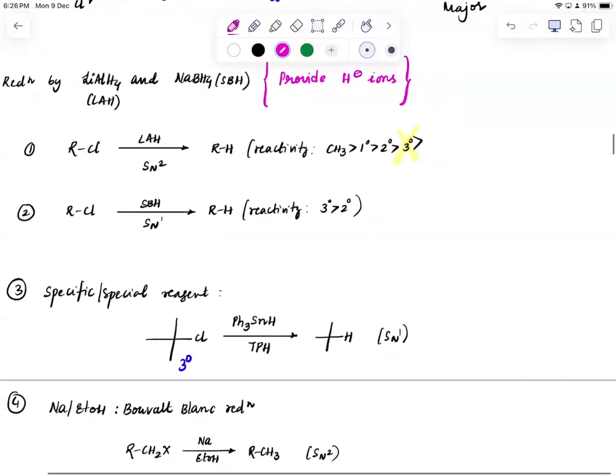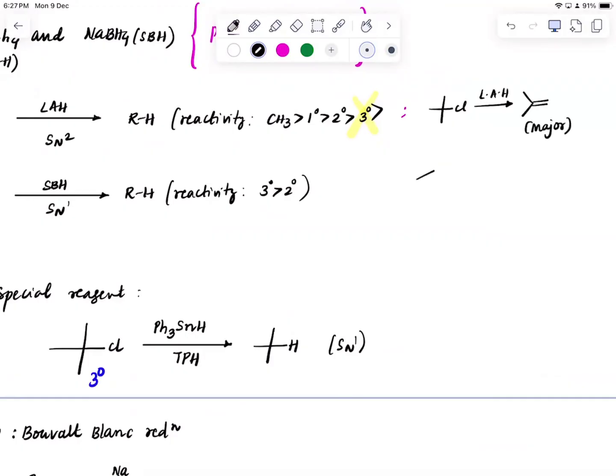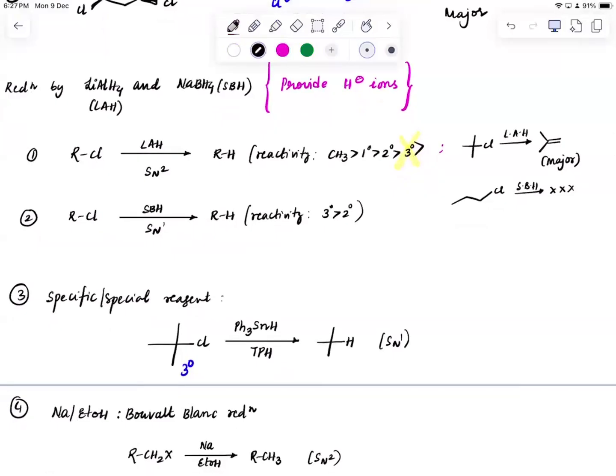So in fact, if you have a 3 degree group here like this, I'll write it as an example. If you have a 3 degree alkyl halide and you use lithium aluminum hydride, you will get an alkene instead. This will be the major product and not an alkane. Similarly, if you have a 1 degree alkyl halide with sodium borohydride, then there is no reaction, because 1 degree hardly reacts; 2 degree and 3 degree carbocations can form.